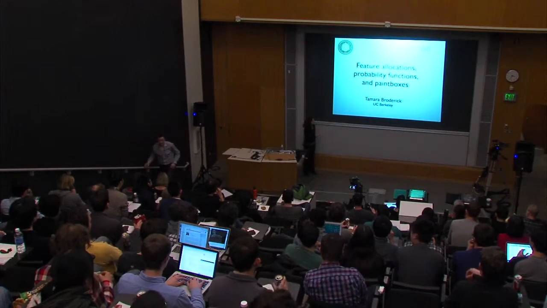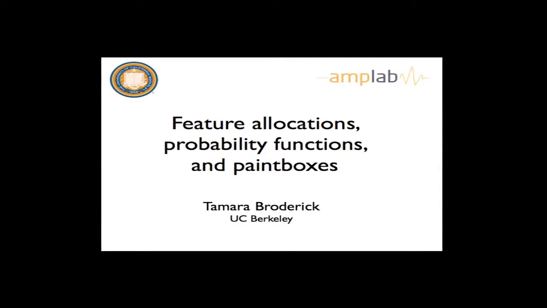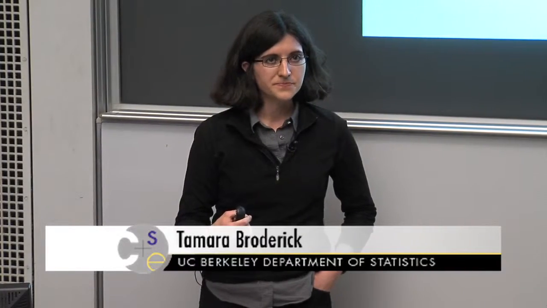But today I'll be talking about feature allocations, which I'll start by defining as an extension of clustering. I'll talk about how we can characterize feature allocations, distributions over feature allocations, using things called probability functions and paintboxes. And finally, I'll talk about how we can learn different types of latent structure in data, including feature allocations, and what sort of inference we can do there. So let's start with feature allocations.